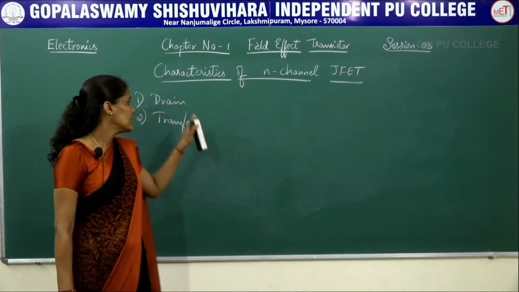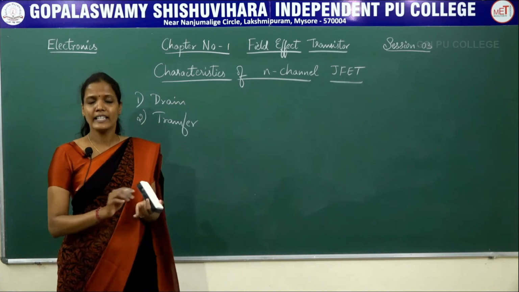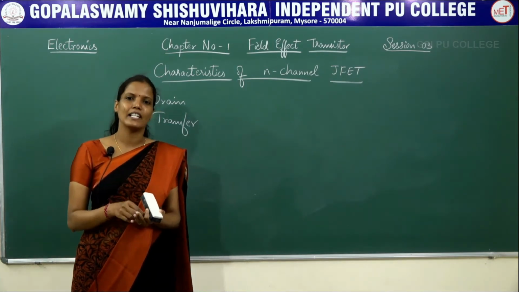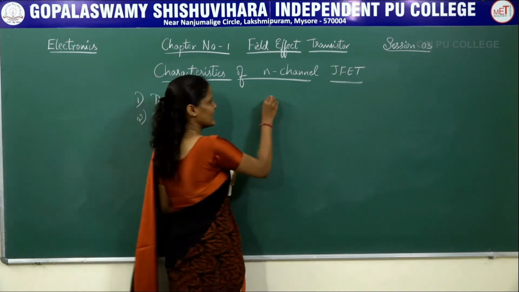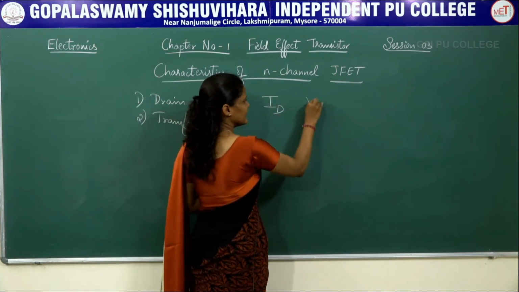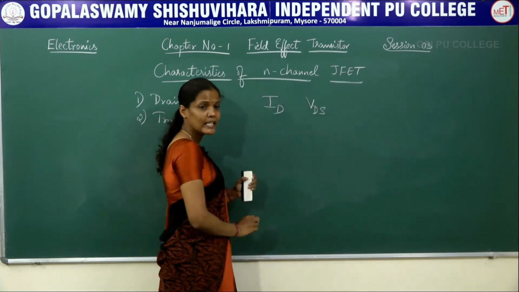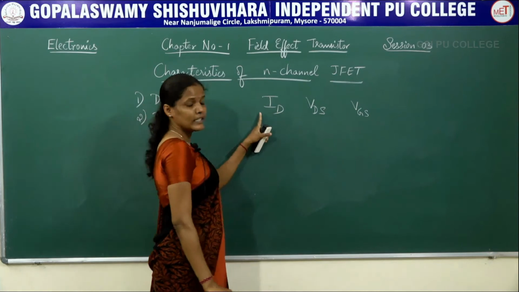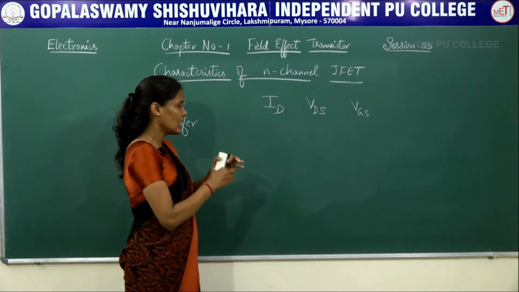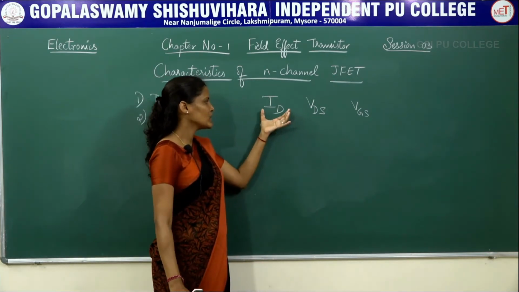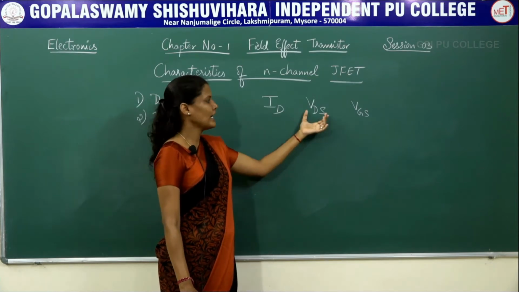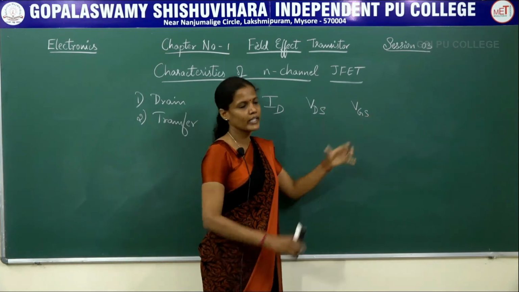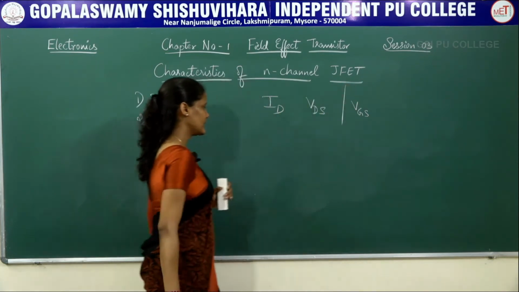So what are the drain characteristics? Drain characteristics is nothing but the set of curves which gives the relationship between the drain current ID and the drain to source voltage VDS, keeping the gate to source voltage constant. That constant is how it appears.